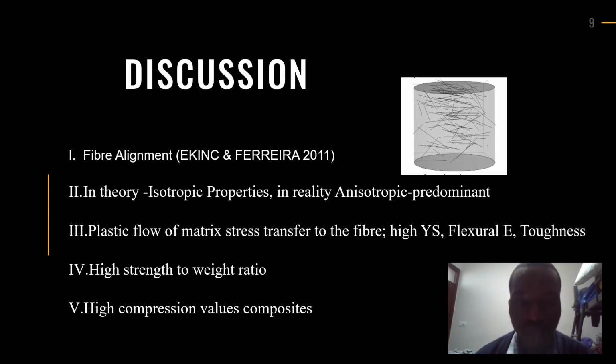Composites are of low weight, and we have a high strength to weight ratio. This also explains why they are used in making aeroplane bodies, because of their high strength to weight ratio.